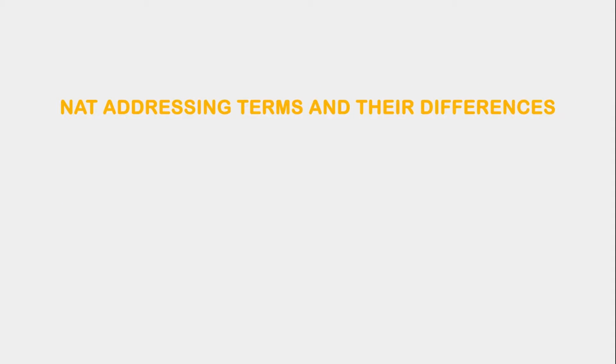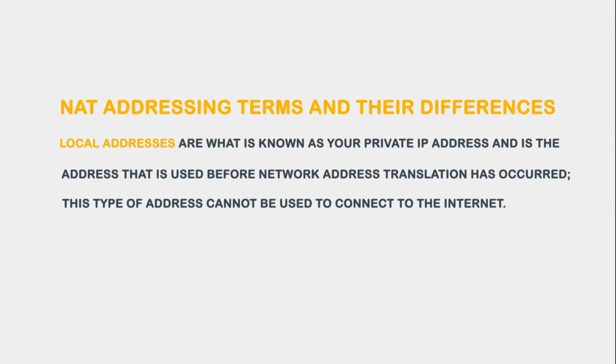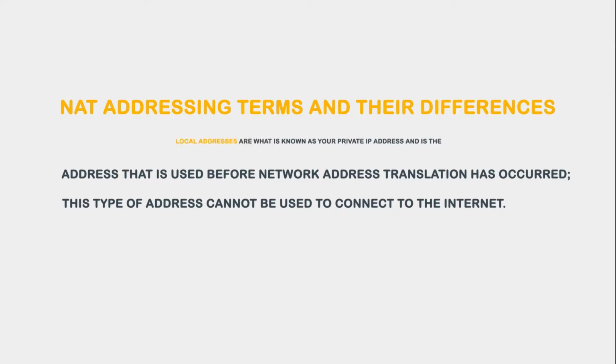Before we get into the types of NAT configurations, it is important to understand the NAT addressing terms and their differences. Global addresses are what is known as your public IP addresses. These addresses are the result after network address translation has occurred and can be used on the internet. Local addresses are what is known as your private IP addresses and are the addresses used before network address translation has occurred. This type of address cannot be used to connect to the internet. Understanding the differences between local and global addresses, let's move on to the final 4 terms.